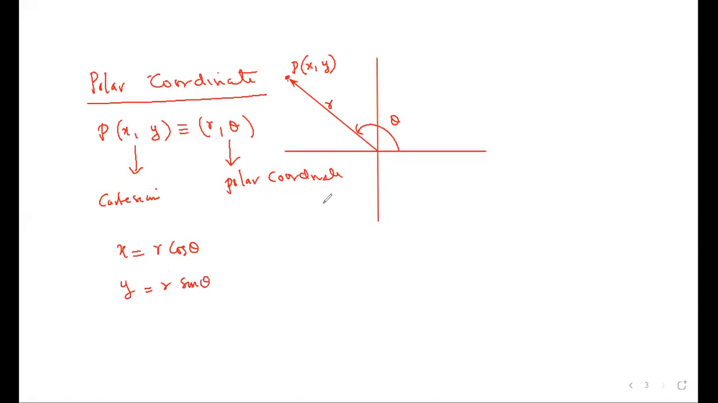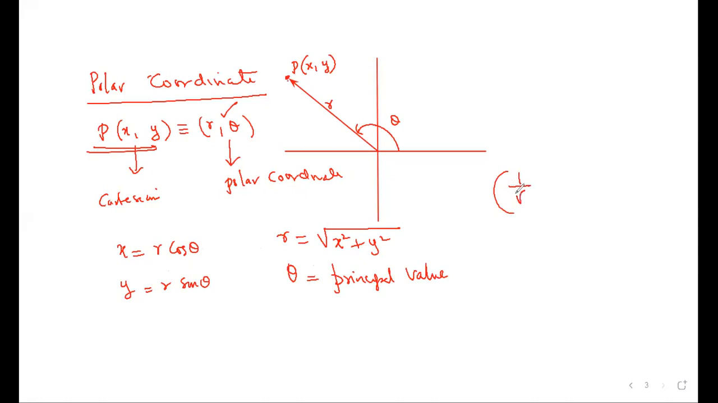So what type of questions are they going to ask you? They will give you a Cartesian coordinate and ask you to convert it to polar coordinate. Then you will use the formula r is root of x square plus y square, and theta will be the principal value. For example, let's say 1 by root 2 comma minus 1 by root 2. Find r and theta, find the polar coordinate.